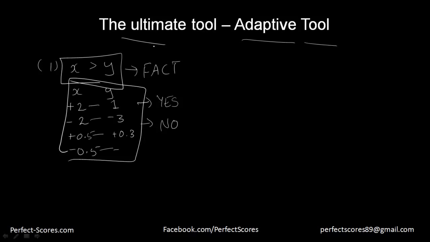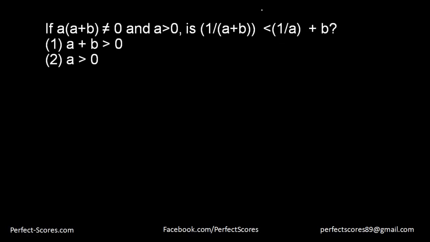Right? So this is the ultimate tool which will actually solve all the tough questions within 2 minutes very easily. So let me show you that tool when it comes to GMAT. Now over here it says that a is a positive number. Now it's saying, is 1 over (a plus b) less than 1 over a plus b? Now statement 1 is telling that a plus b is greater than 0.